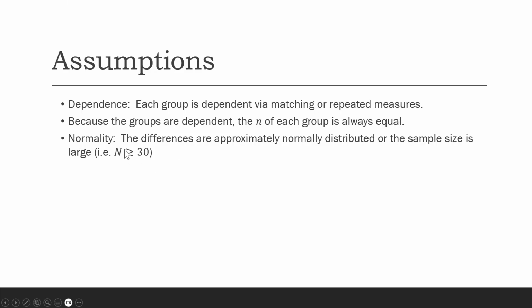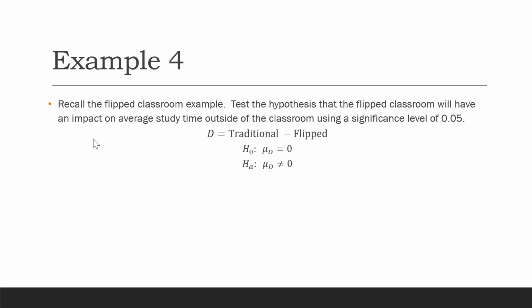And then the main assumption here that we're going to want to check is the normality assumption, right? The normality assumption is that the differences are approximately normally distributed, or we have a large sample size. That means our number of differences is greater than or equal to 30. So we have 30 pairs or 30 matches. Once that is the case, we can appropriately use and draw conclusions about our hypothesis test. And so let's do that for this example here.